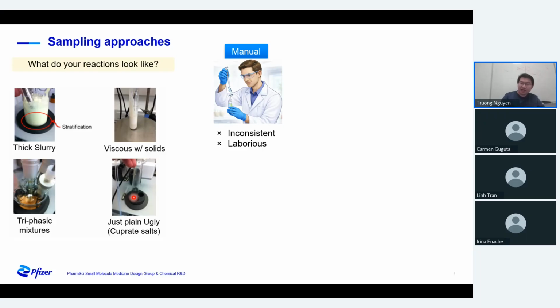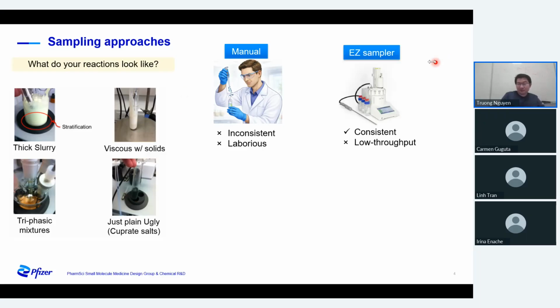A second option is EasySampler. This is probably the most common technique or equipment in the industry setting. It can definitely give consistent data, but the challenge with EasySampler is throughput. A lot of the time we need a decent reaction scale to enable the sampling, like in the EasyMax 50 mL, which also requires good amounts of material.